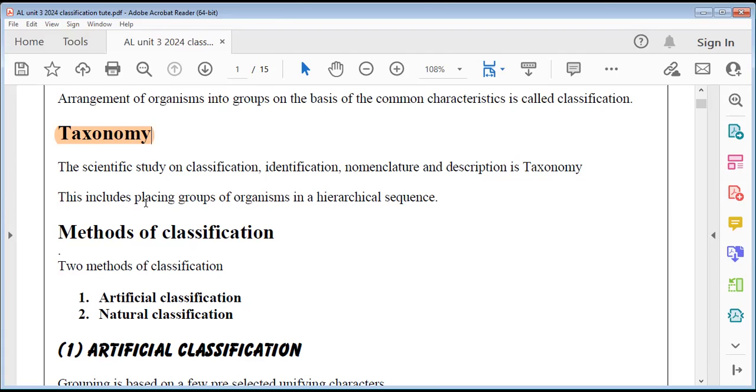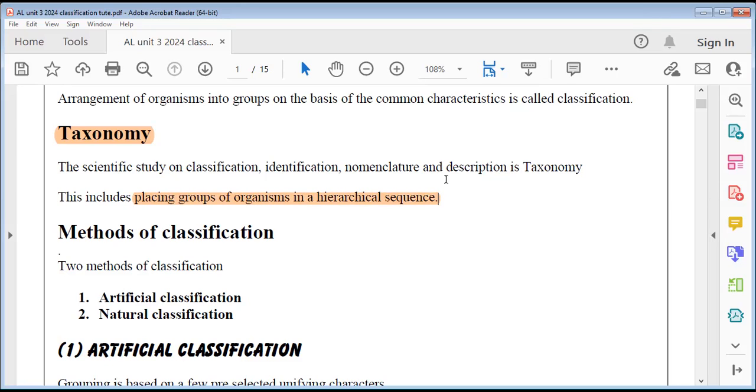Like this, taxonomy subdivisions are how many? Four. So what are the things we do in taxonomy? Classification of organisms, identification of organisms, nomenclature of organisms, and description of organisms. And another thing, if you are asked for a fifth, placing groups of organisms in a hierarchical sequence is also a part of taxonomy.